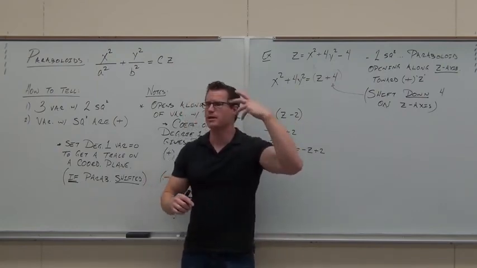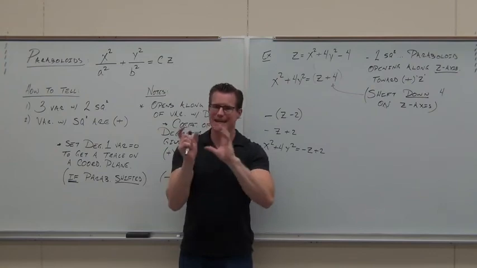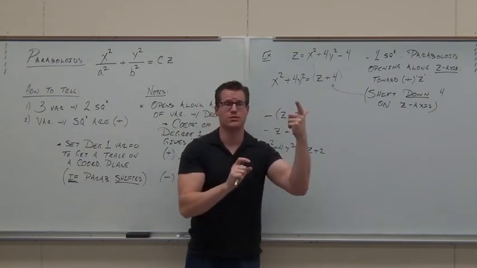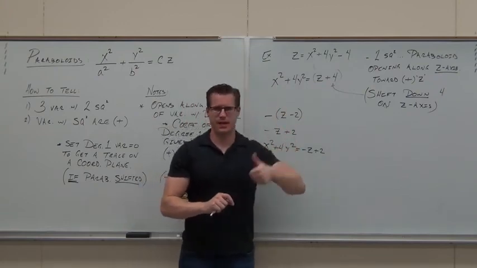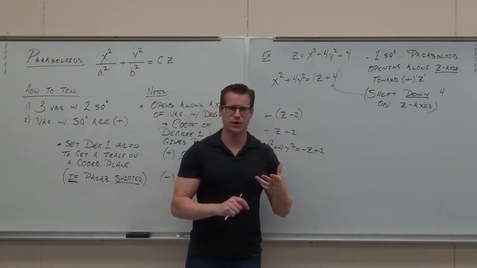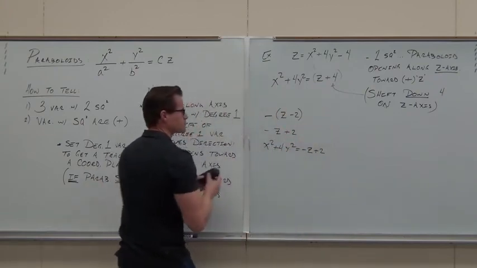When you have a number being added or subtracted next to your variable, it is opposite of what your brain wants to think of it. So here, shift down. Here, shift up. That's the idea. Head nod if you're okay with that one. Now I want to get back to our example.